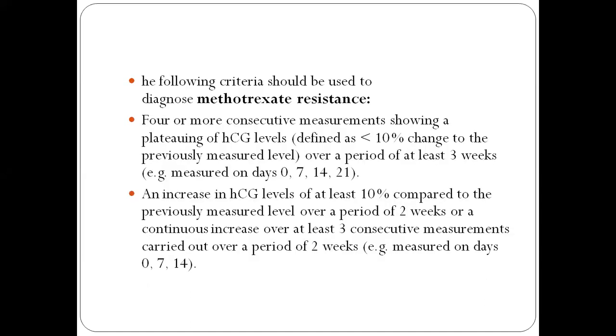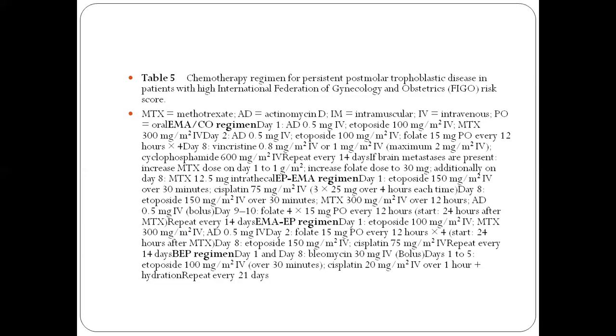The other category, those who are given single agent and they have a rise in beta HCG levels for at least 3 readings, then this patient should be converted to combined chemotherapy. Or if there is an increase in levels of at least 10% compared to the previous level over a period of 2 weeks, that is resistant to single agent, we should convert to combined chemotherapy. The other options of treatment, next slide, please.